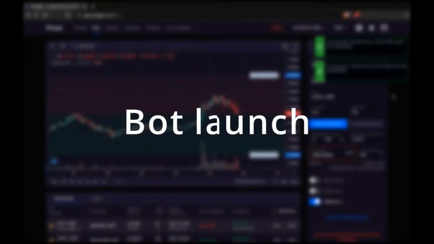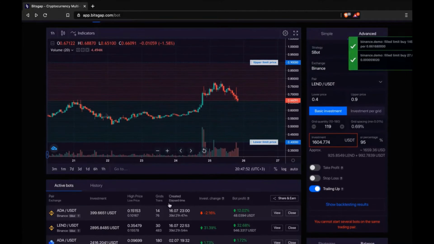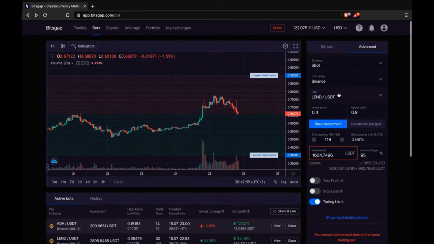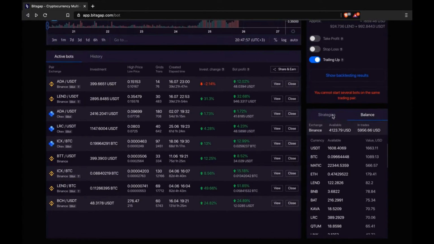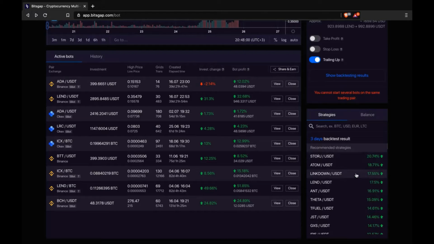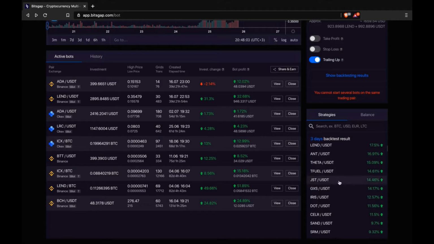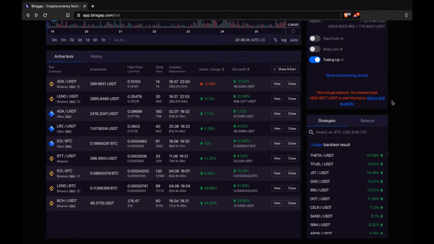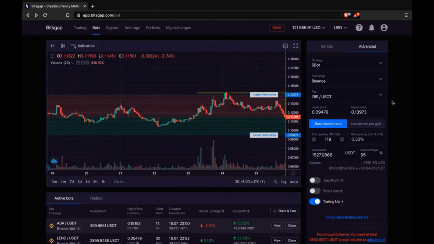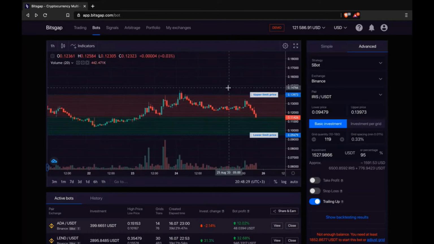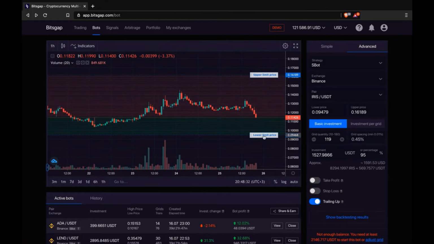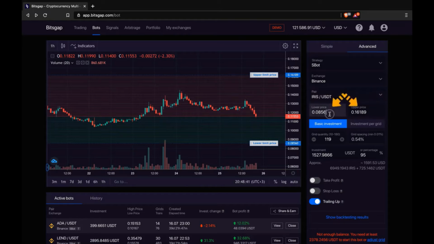And now is finally the time to configure our first automated trading bot. As we have LAND trading to USDT in active bots, let's use another cryptocurrency pair to trade with. And let's use strategies over here to find a recommended cryptocurrency. Let's take IRIS trading to USDT. At first, we must define the trading range, the range where you will allow the bot to trade. You can either drag an upper limit price or the lower limit price to build a trading range, or you can manually define the lowest and highest prices of your configuration over here.